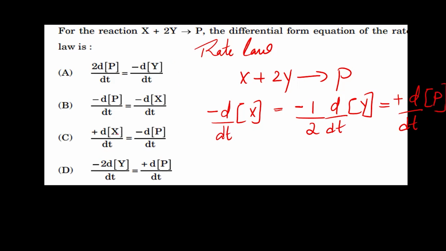Now just go through all these equations, you will understand which one is correct. In terms of P and Y, the first option, P and Y, and 2 will go to this side. Yes, this is correct. If you want, you can check the other options. This 2 is taken to this side, so this equation is here. So the first one is the answer.